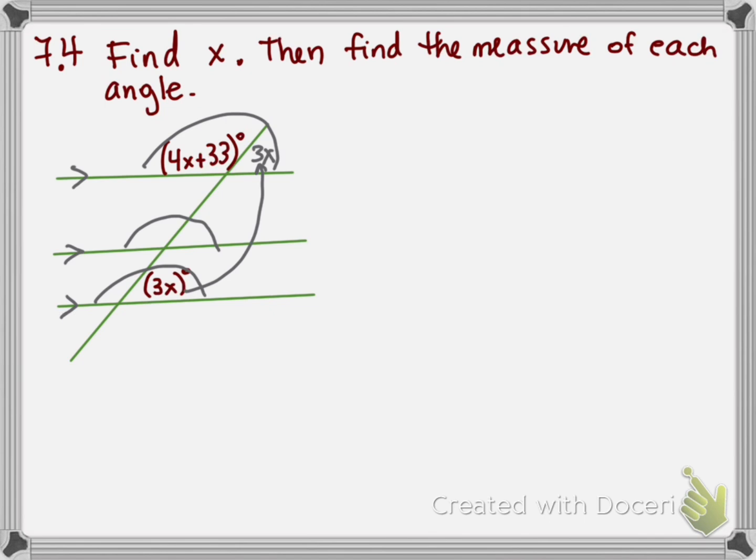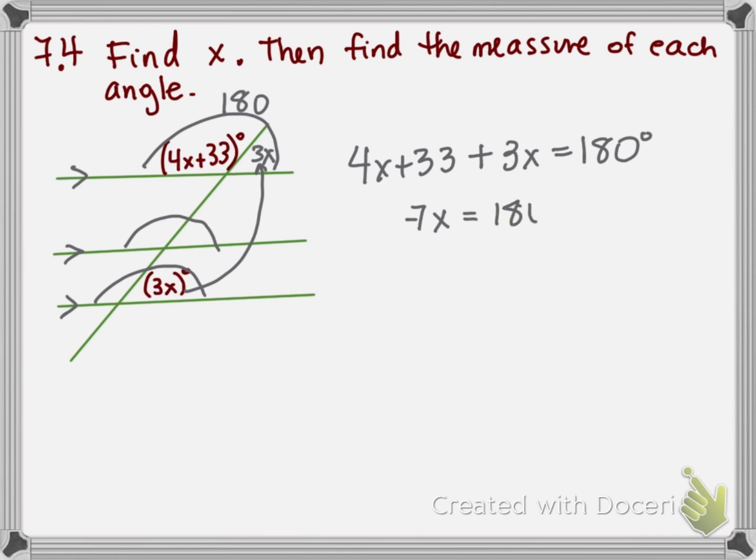So what do I know? Well, I know that both of them together, 4x plus 33 and 3x, if I add them, the answer is 180 because they're supplementary angles. And so now we solve these as usual. We do like terms and then we pass the 33 to subtract. Then I pass the 7 to divide and the answer would be 21.